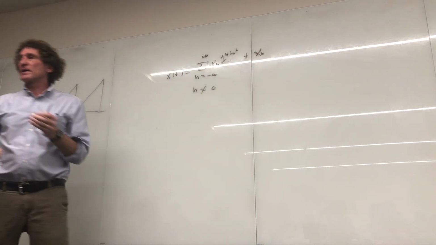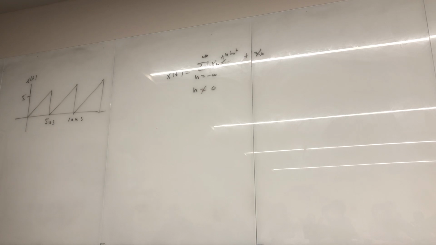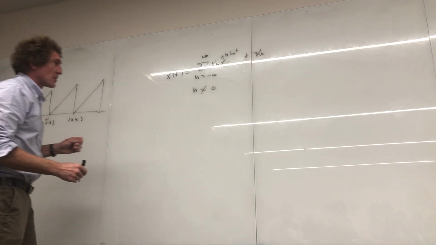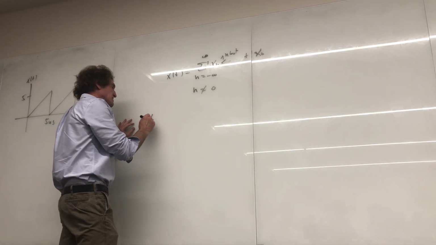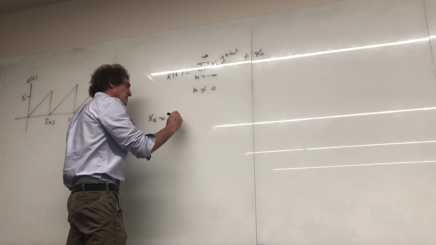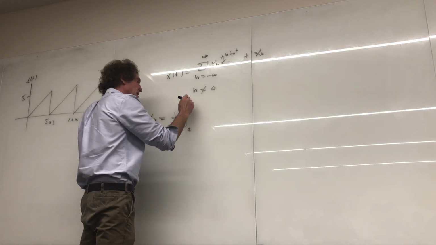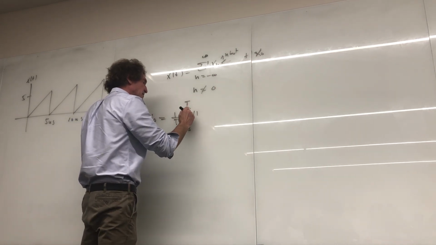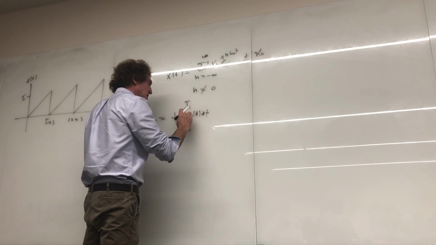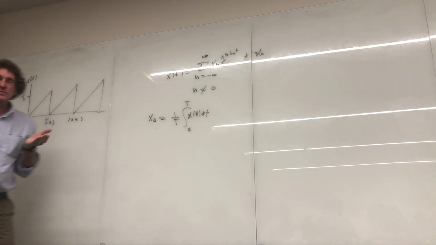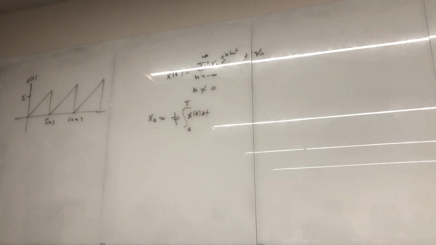Now the reason I broke out x0 by itself, it's just the average value. Do you all follow me on this, class? So all the other ones are going to be included in the sum except for n equals 0. Now what is x0? Well, it's 1 over the period, the integral from 0 to T of x of t dt, correct, class? It's just the average value. You take one look at that, you don't need to do an integration. You can see the average value is 2.5.